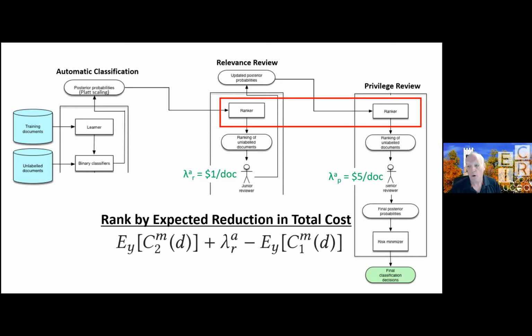Now, of course, will people really stop, or will they look at them all? Well, if they look at them all, then it didn't matter what order they looked at them in. And so this assumes that they're willing to let some things go based on automatic classification where there's high confidence and low risk.